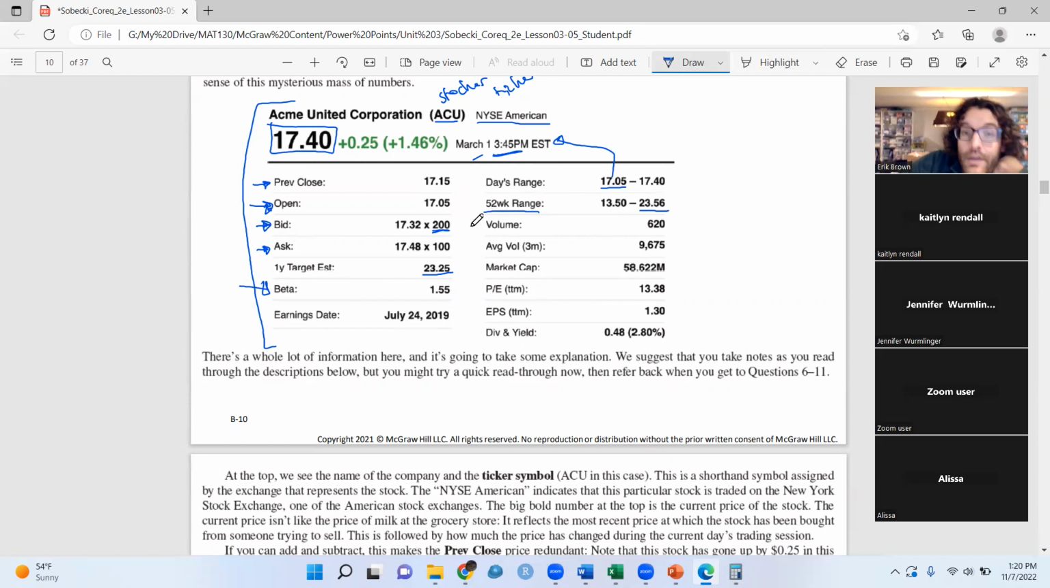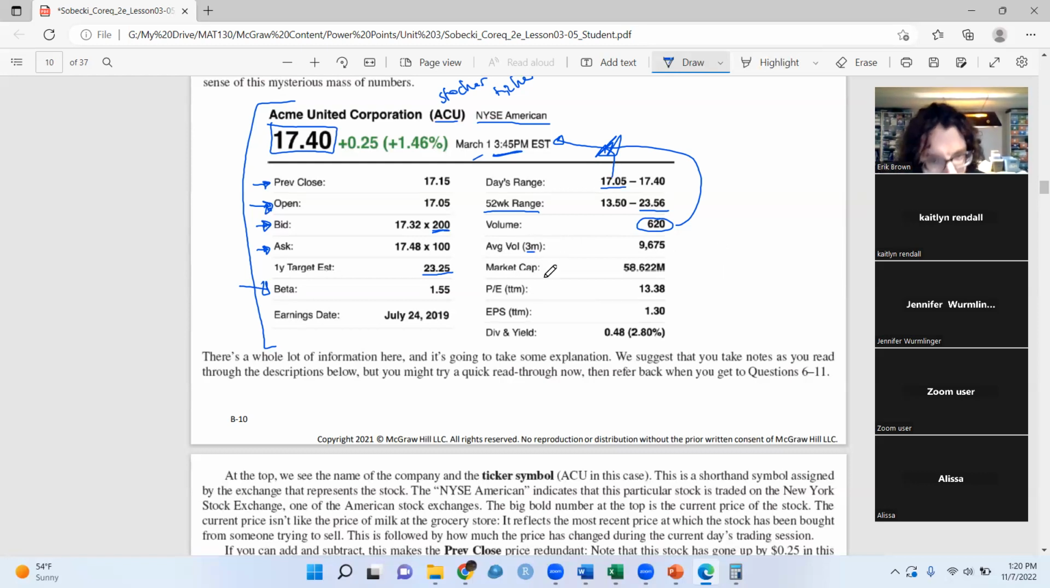Okay, then we've got the volume. Volume is the number of shares being traded that day. So on March 1st, there were 620 shares being traded. That's very low volume. And then the 3-month average volume is 9,675 shares being bought and sold.